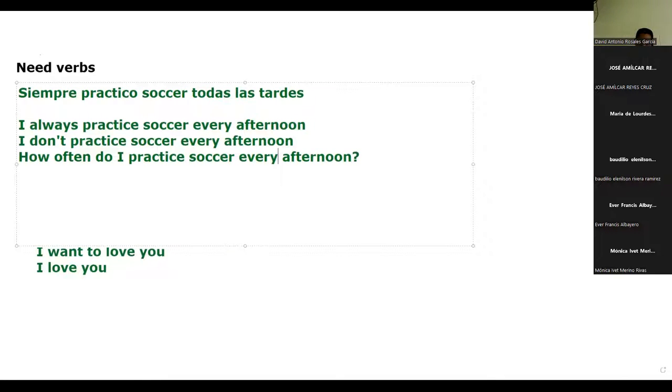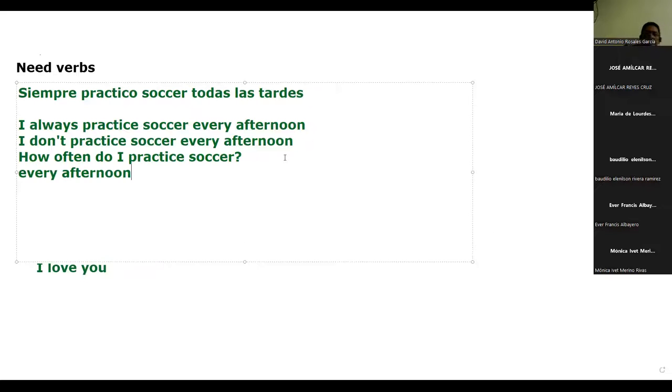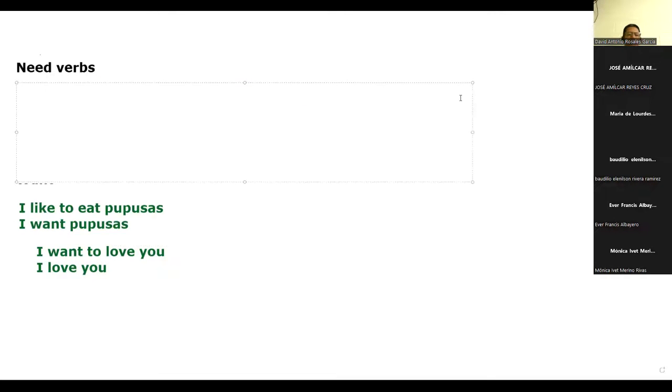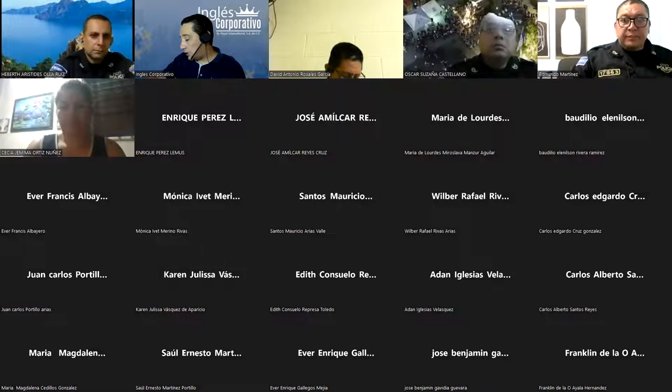How often do I practice soccer? Every afternoon. No tendría sentido. Entonces, quito la frecuencia porque esa es la respuesta. La respuesta al how often siempre será la frecuencia. ¿Con qué frecuencia hago algo? How often do I practice soccer? Every afternoon. Quiero extender la respuesta. I practice soccer every afternoon. Regla general, siempre la pregunta WH va antes de la pregunta cerrada.